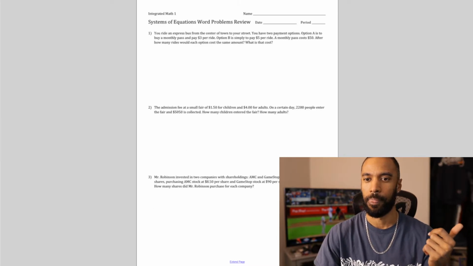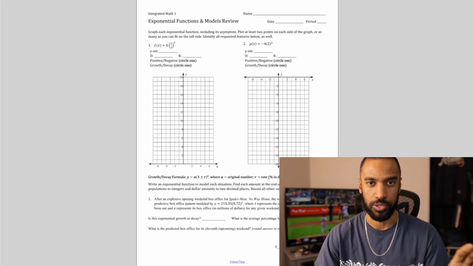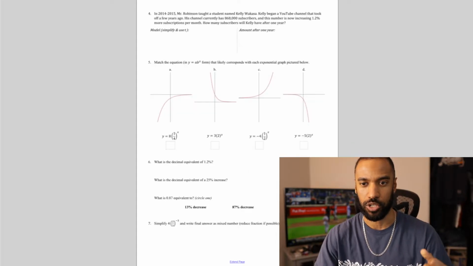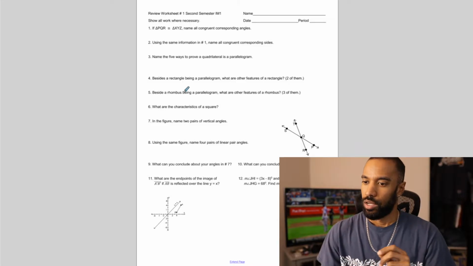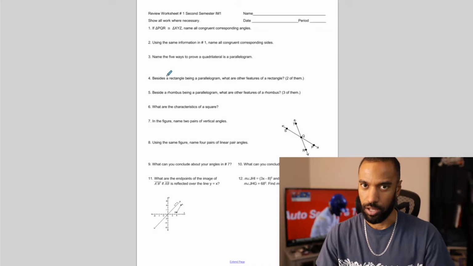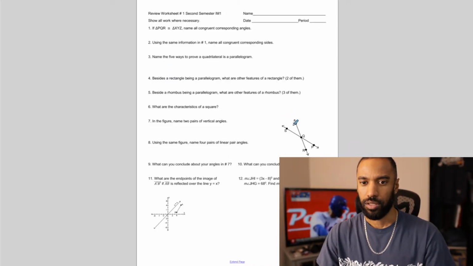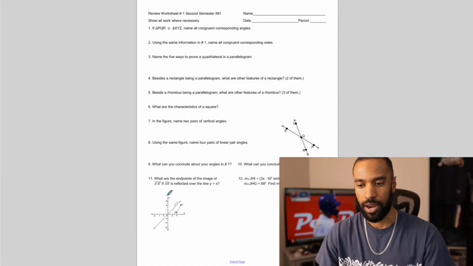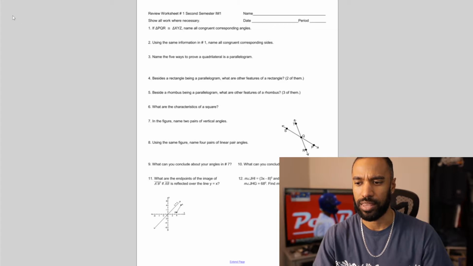I just mentioned before. Systems of equations, word problems, graphing systems of inequalities, just a single one of those. Exponential functions, exponential growth and decay. And percentage change. Within here, you can see things involving quadrilaterals, parallelograms, rhombuses, squares, and rectangles. You can see vertical angles, linear pairs. You can see transformations, angle addition postulates behind me right there.